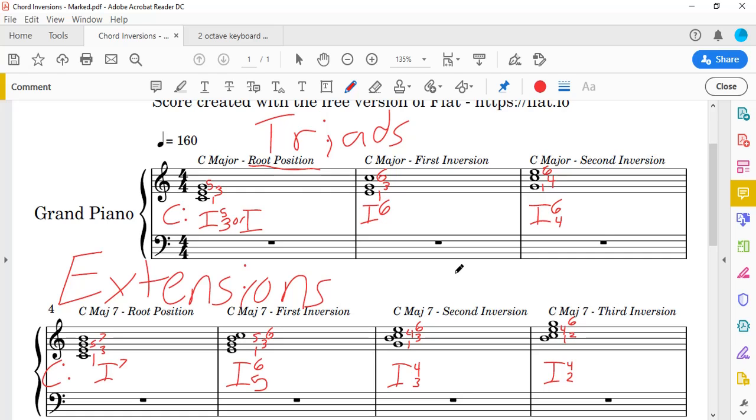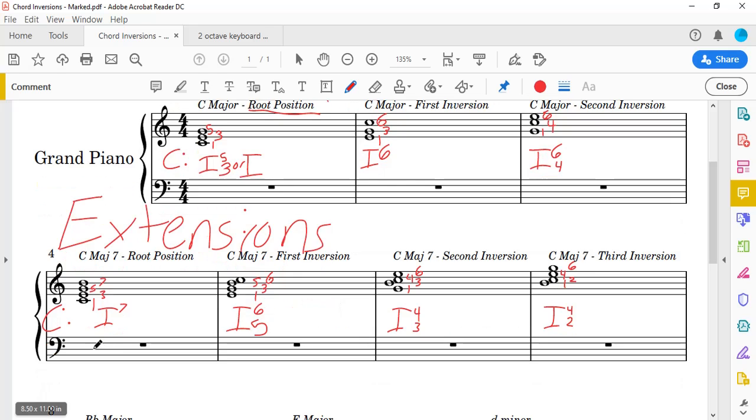And then once we get to extensions, we have things like this. A C7 chord is a 1-7 when it's in root position. When it's in first inversion, that is a 1-6-5. When it's in second inversion, a 1-4-3. And finally, third inversion is a 1-4-2. Those are a lot of numbers. I know that they might not really mean all that much to everybody, and that's totally okay. If there's any confusion, please don't be afraid to let me know.